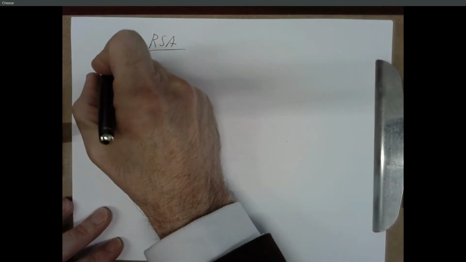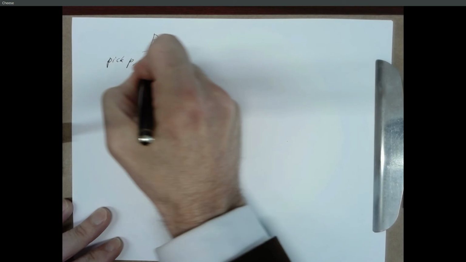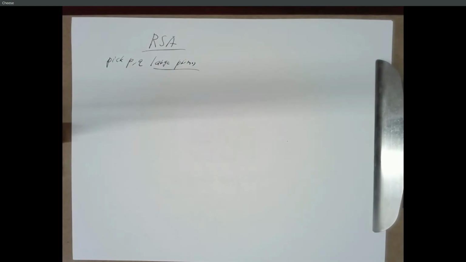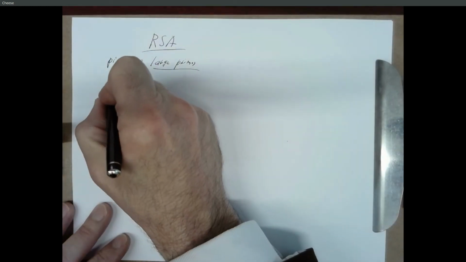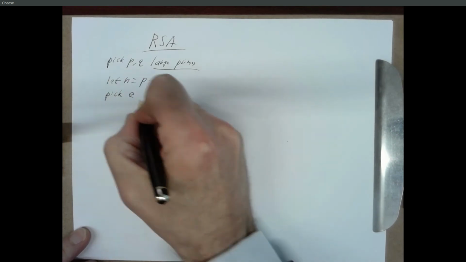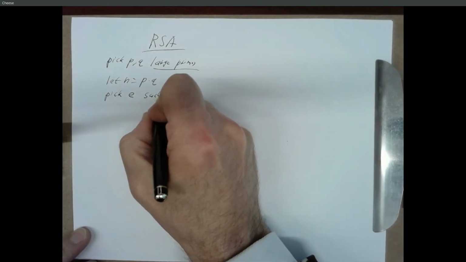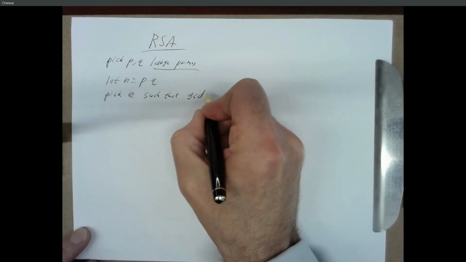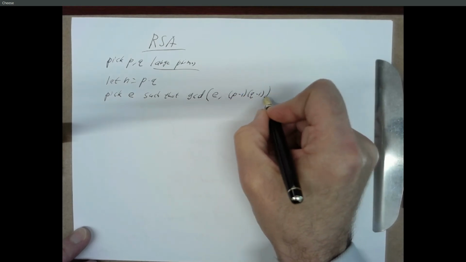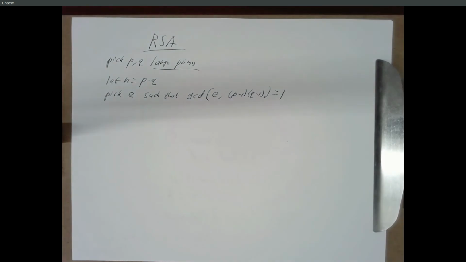RSA's initials are the three people who came up with this. All right, so here's how we do our encryption. We start off with two large primes, so pick P and Q, very large primes. Really large, okay? And set N equal to their product. Then pick an E such that the greatest common divisor of E and (P minus 1) times (Q minus 1) is equal to 1. In other words, E is relatively prime to (P minus 1) times (Q minus 1).